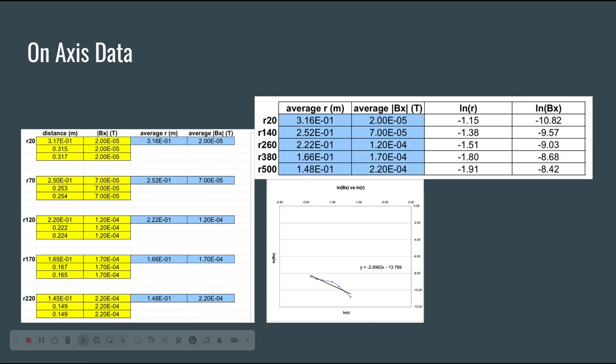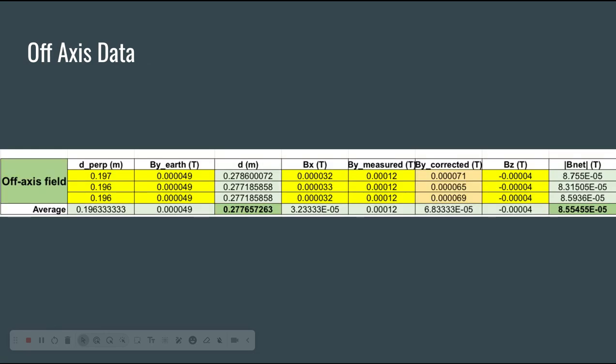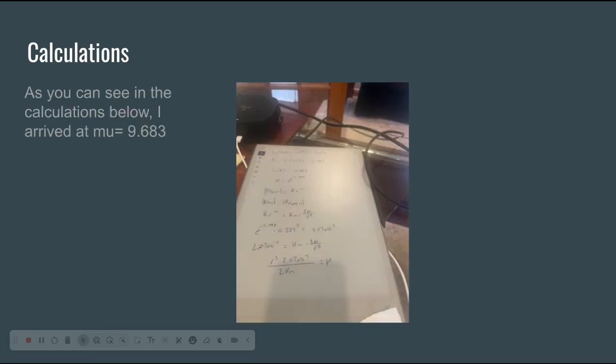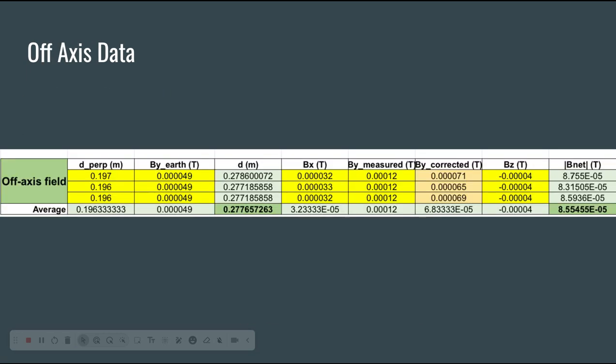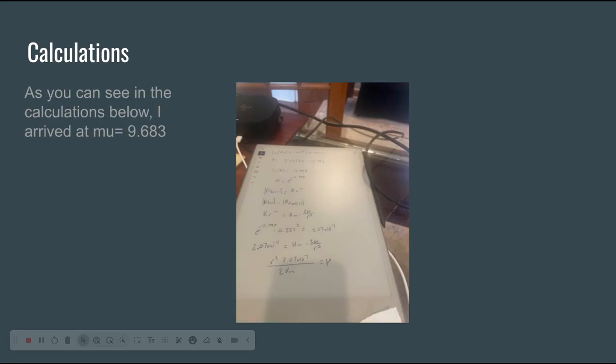As you can see, that relationship there is y equals negative 8.926x minus 13.789. That we can plug into an equation, which we have on this page. As you can see there in my math at the bottom, we can say distance cubed times 2.07 times 10 to the negative 4th, which is e raised to the k value found over here, divided by 2 times mu naught over 4 pi, gives us mu, which I found to be 9.683.